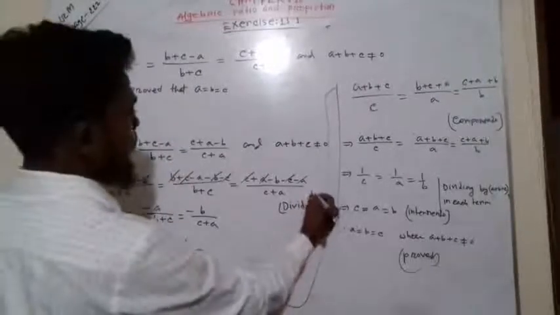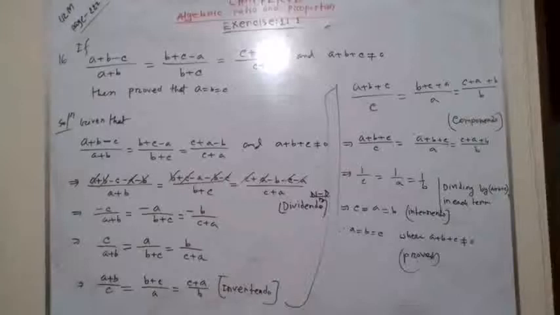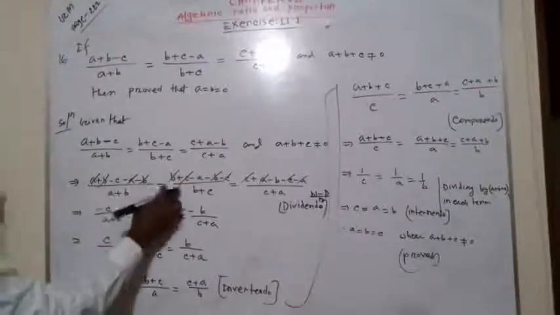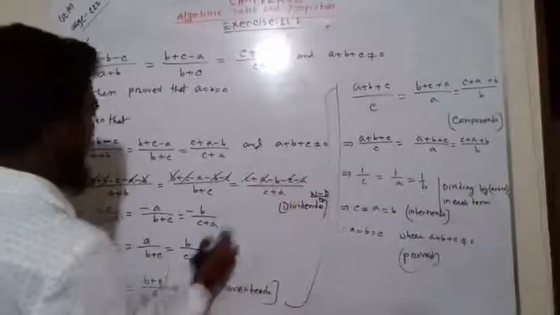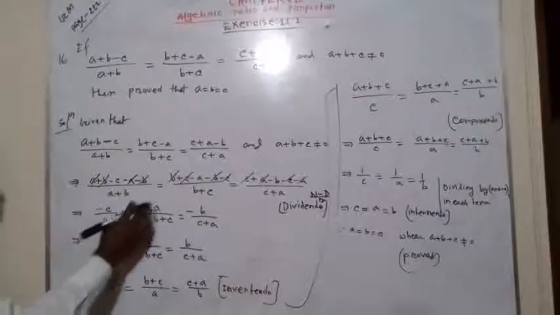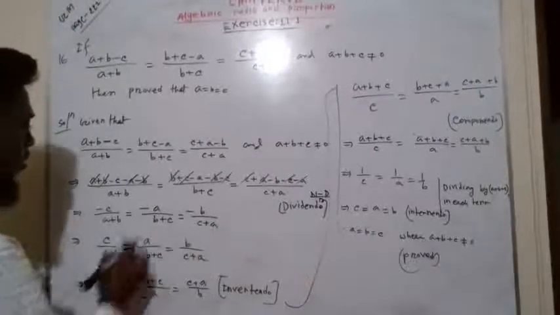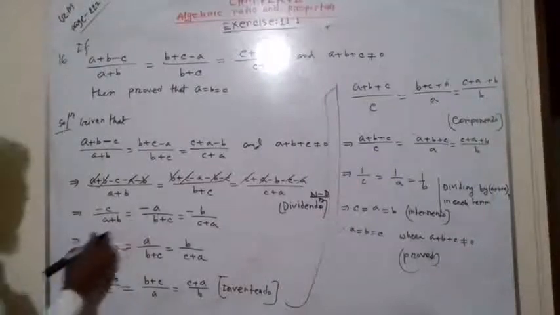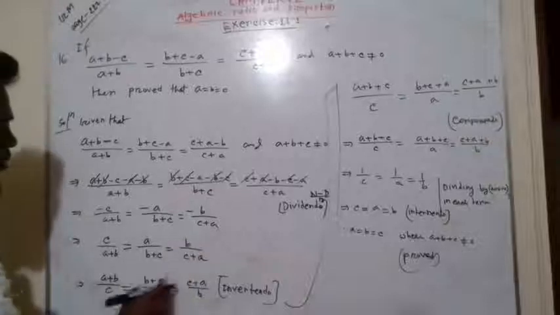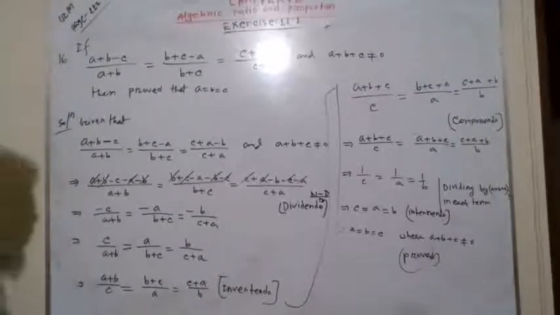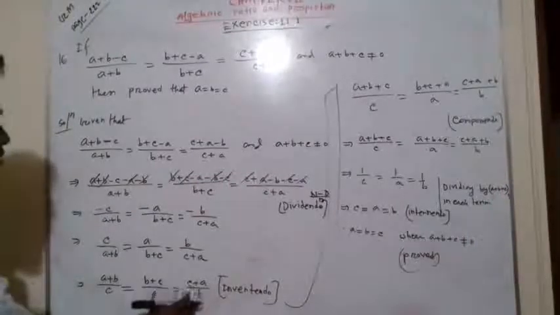Numerator minus denominator divided by denominator. So cancel a minus a, b minus b, c minus c. So we can write -c/(a + b), -a/(b + c), and -b/(c + a). Cancel the minus on both sides. In each term we have c/(a + b), a/(b + c), and b/(c + a). And by invertendo we can write (a + b)/c = (b + c)/a = (c + a)/b.